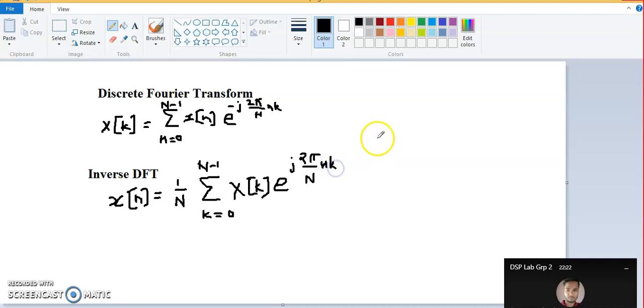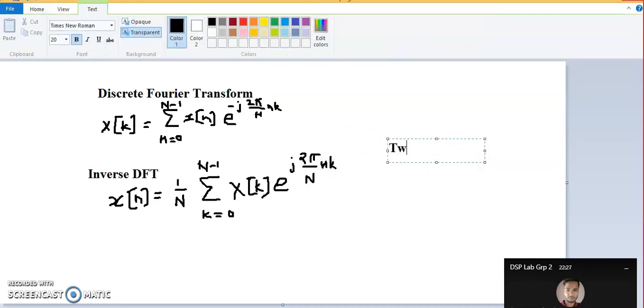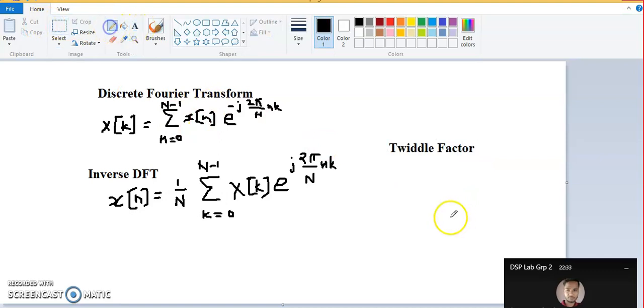Okay, what are we calling the twiddle factor? Twiddle factor is represented by W_N, equal to e raised to the power minus j 2 pi by N. This is the definition of the discrete Fourier transform and inverse discrete Fourier transform. Okay.